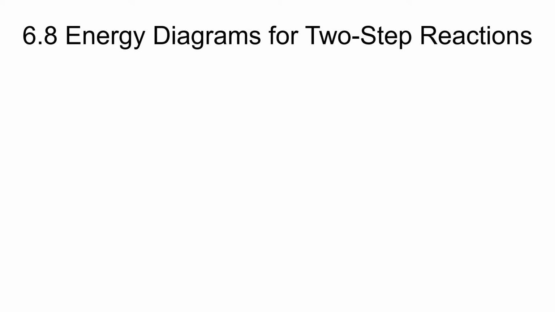In Chapter 6, Section 8, we want to look at energy diagrams for multi-step reactions. We're going to look at a two-step reaction, but you could apply this to any number of steps: 3, 4, 5, 100 steps if that's how many were in there. But we're going to look at the energy diagrams for these multi-step reactions.